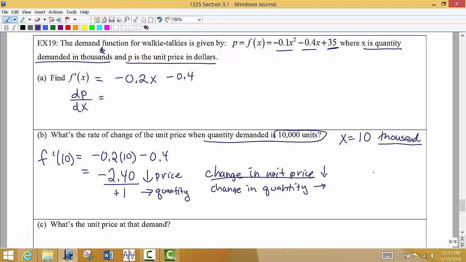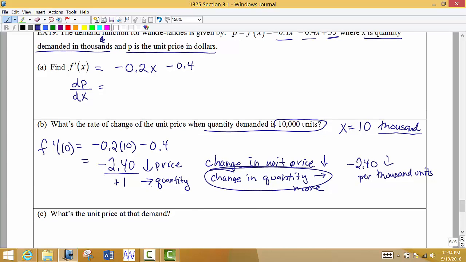Let's think of it the other way. If you reduce the unit price by $2.40, that tells me the change in quantity will actually increase. So you will sell 1,000 more units if you decrease your price by $2.40.